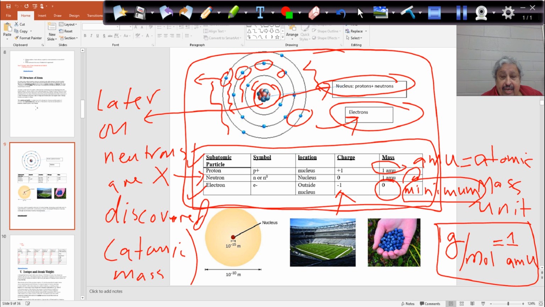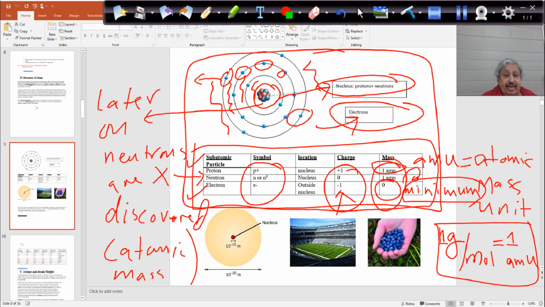And you can see the symbols we discussed last time. And this is the charge of each of those particles. And this is the mass. The mass for the electrons is almost zero, shown as zero, but we know that's not zero. And the unit for the protons, neutrons and electrons is AMU, atomic mass unit, which is equal to 1 gram per mole. 1 AMU is 1 gram per mole. So this is the whole picture of the atom itself.